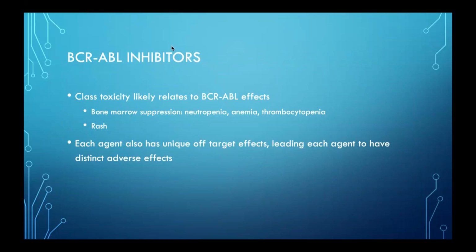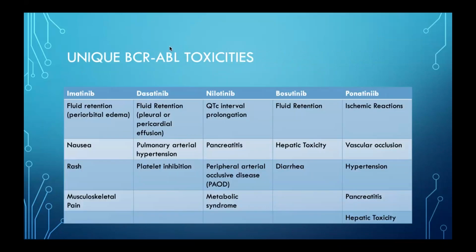Looking at our class toxicities, that's going to be bone marrow suppression, neutropenia, anemia, thrombocytopenia, as well as rash. And then each agent is going to have its own unique toxicity profile in addition to that. So for imatinib, we do have fluid retention as a potential side effect. The big one I think of is periorbital edema, so looking for things like vision changes in patients.